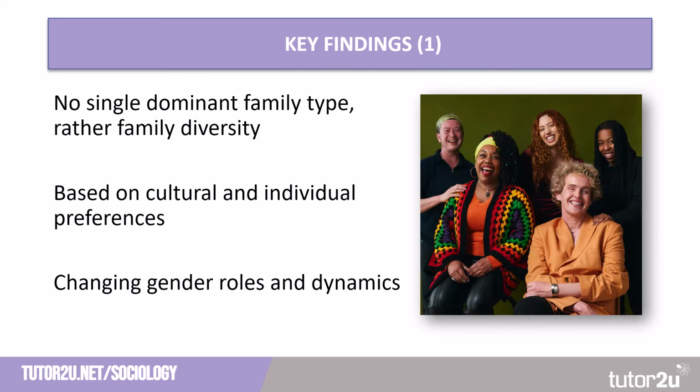The Rapoports identified several key trends and characteristics in British families, challenging traditional notions of the family. Their findings highlighted the increased diversity and complexity of family life in Britain. The Rapoports emphasised that there is no single dominant family type. Instead, families come in various forms, reflecting changes in social norms and values, as well as different cultural and individual preferences.